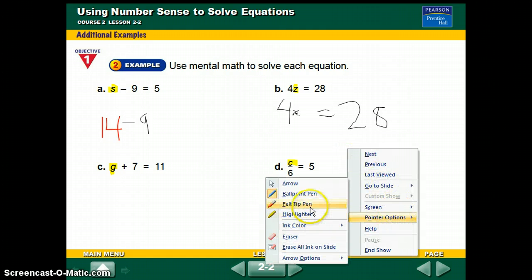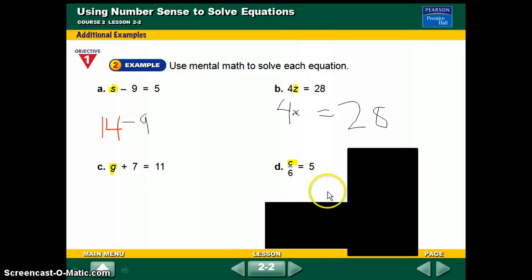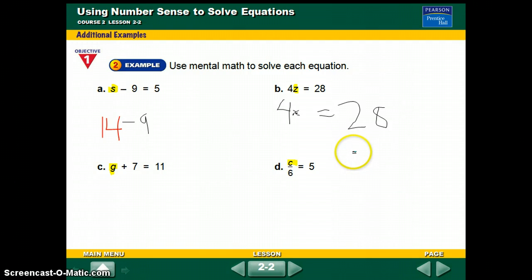Now we know it's 4 already, so 4 times 1? Nope, that's not going to work. 4 times 2 is 8. 4 times 3 is 12. 4 times 4 is 16. 4 times 5 is 20. 4 times 6 is 24. 4 times 7. Does that get us 28? It does, and we just kind of had to use some trial and error.